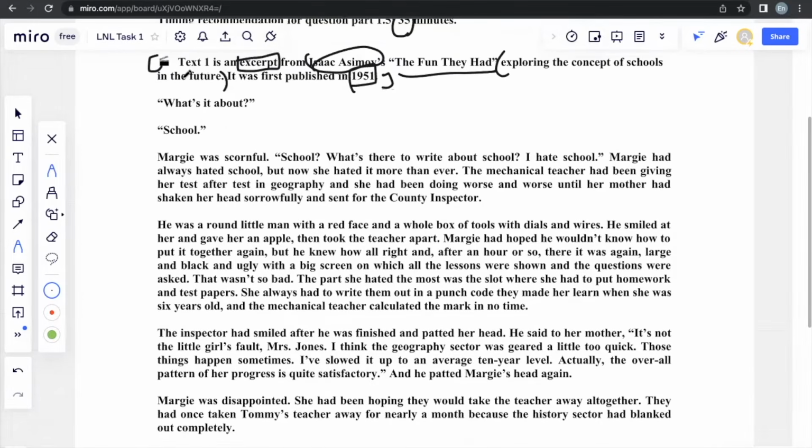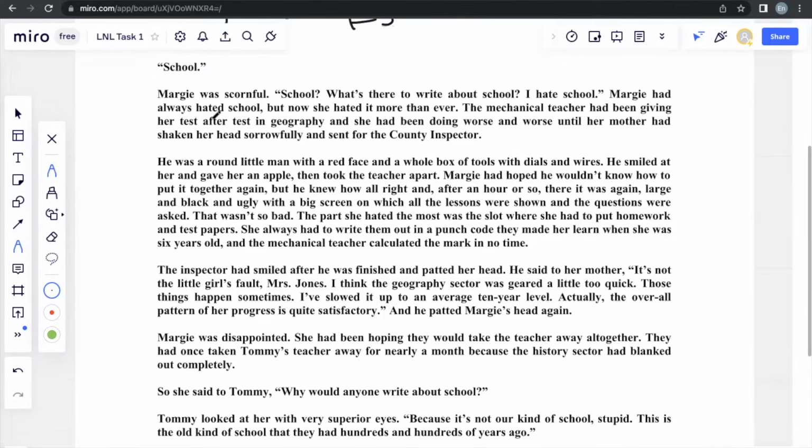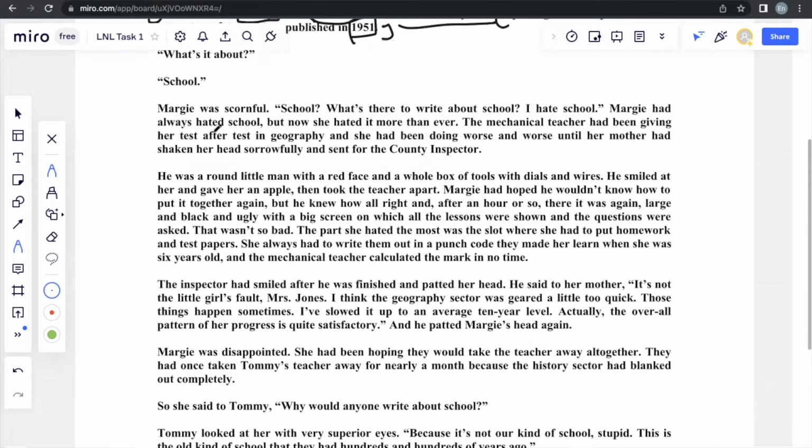Now starting off with the text itself. What's it about? School. Margie was scornful. School? What's there to write about school? I hate school. Margie had always hated school. But now, she hated it more than ever. The mechanical teacher had been giving her test after test in geography, and she had been doing worse and worse until her mother shook her head sorrowfully and sent for the county inspector.